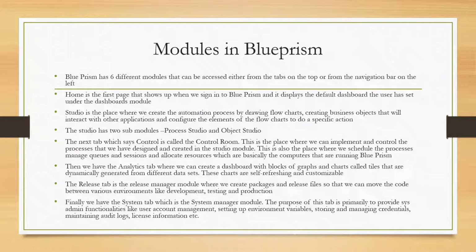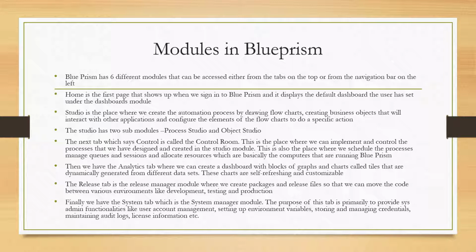So what are the modules? As I explained, we have six different modules available in RPA Blue Prism. The first tab is the home tab, the first page that shows up when you sign in to Blue Prism, and it displays the default dashboard set under the dashboard module. Next is the studio, the place where we can create automated process flowcharts and business objects that interact with other applications, and configure the elements of the flowcharts to do a specific action. The studio tab has the process studio and object studio. We will see them in detail in upcoming videos.